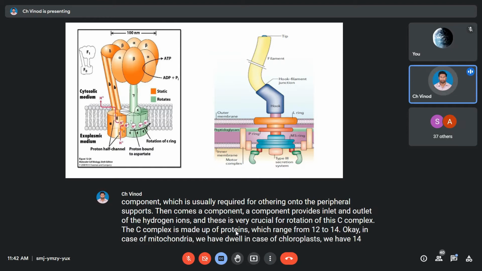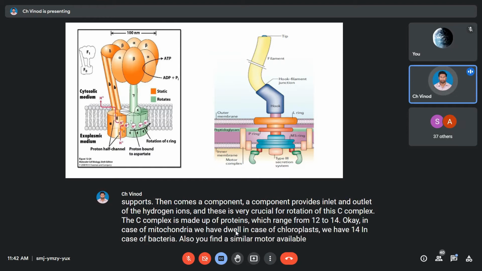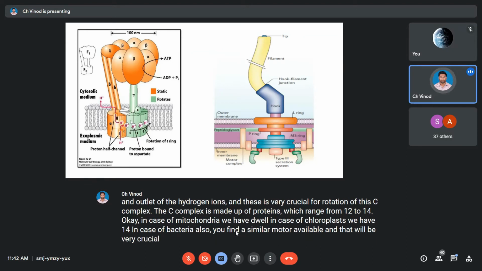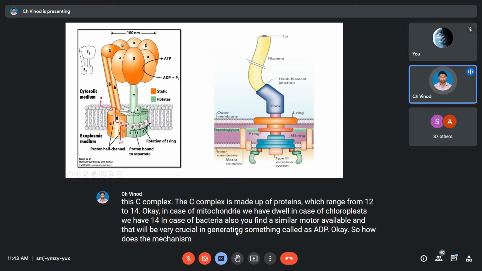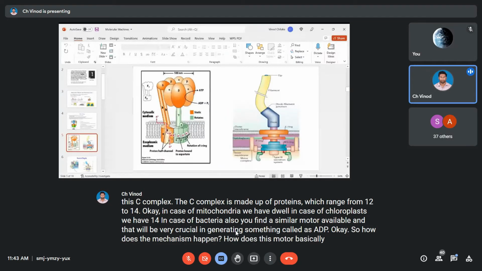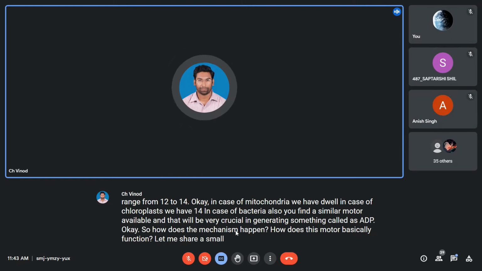In case of bacteria, you also find a similar motor available, and that will be very crucial in generating something called ATP. Okay, so how does the mechanism happen? How does this motor basically function? Let me share a small video clipping so that you'll understand.